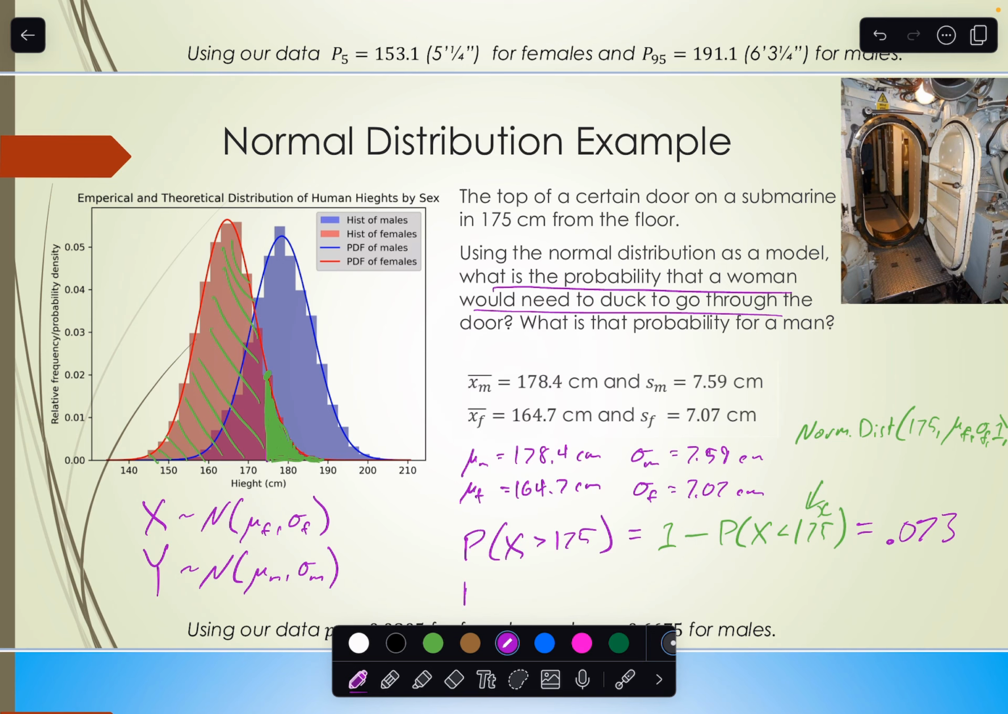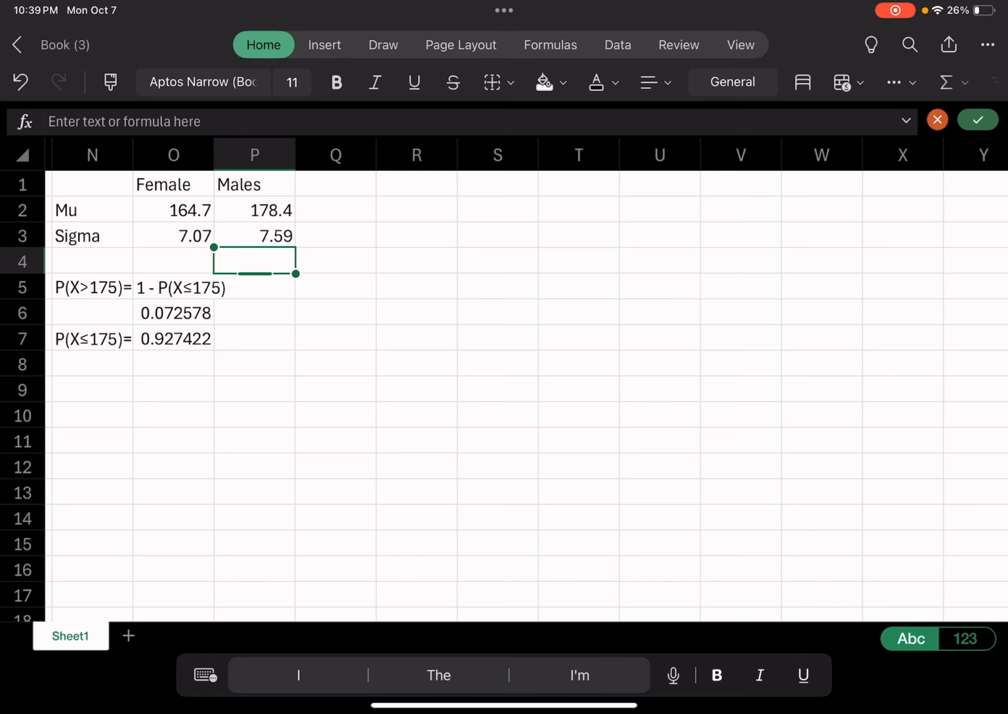We're going to use the random variable y, which corresponds to the heights of men. So we want to know what is this probability. That's going to equal 1 minus the probability that y will be less than 175, which is something that Excel will give me. Let me jump over to Excel. I've just put in my data, a mean of 178.4 centimeters and a standard deviation of 7.59 centimeters. And now I'm going to find those probabilities.